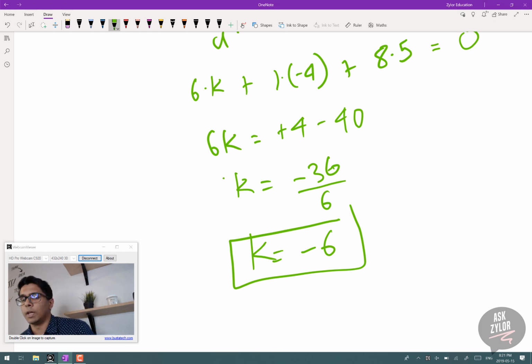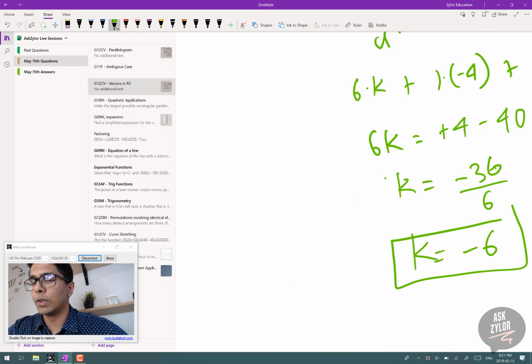Right, the main idea behind this is that the dot product between two perpendicular vectors is going to be 0. Orthogonal and perpendicular are the same meaning. They both mean that two vectors are perpendicular to each other. Okay, so let's move on to the next question.